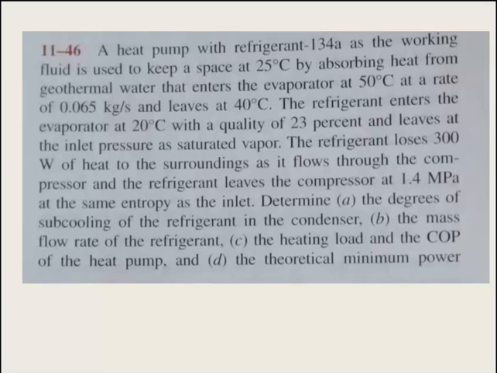Once we have the pressure, the refrigerant goes into the compressor, which compresses it to 1.4 megapascal at the same entropy as the inlet. We are asked to determine the degrees of subcooling in the refrigerant in the condenser, the mass flow rate of refrigerant, the heating load, and the COP for the heat pump. We are going to ignore paragraph D, because that is a second law analysis, or exergy, that we are starting next class. So, how do we solve this problem?